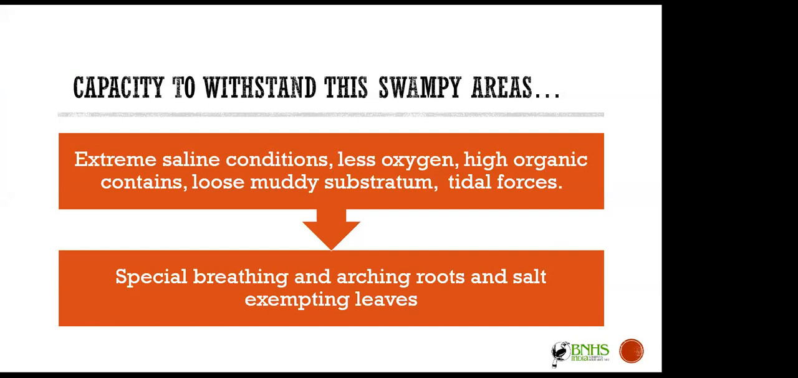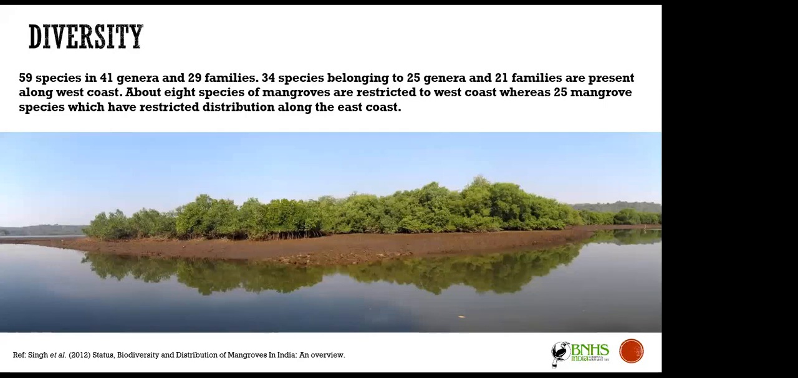So what about diversity? In India, we have around 59 species, with some restricted to the west coast and about 25 mangroves restricted to the east coast. About 8 mangrove species are restricted only to the west coast of India.